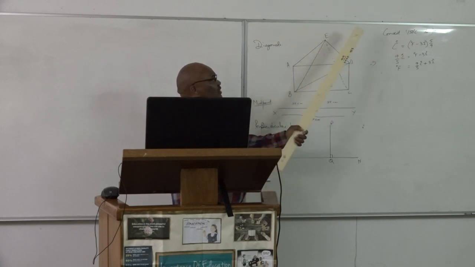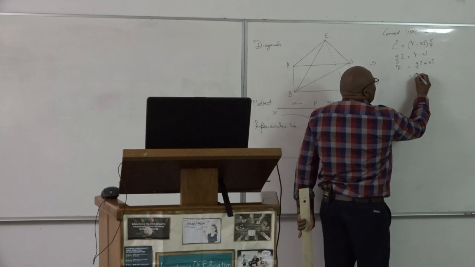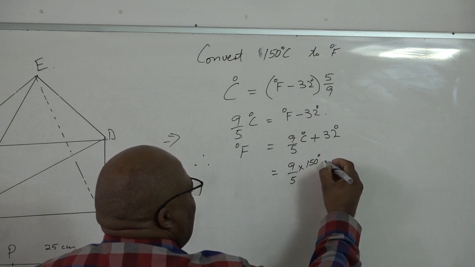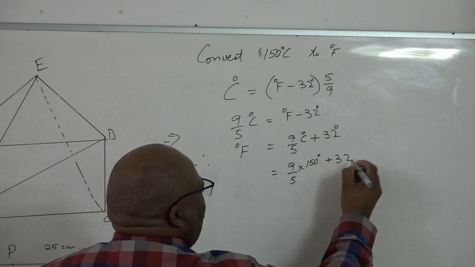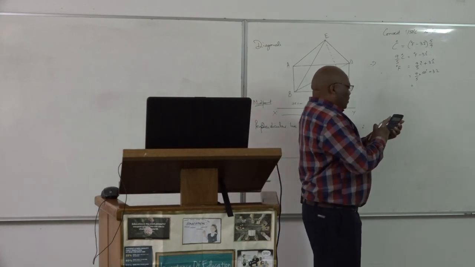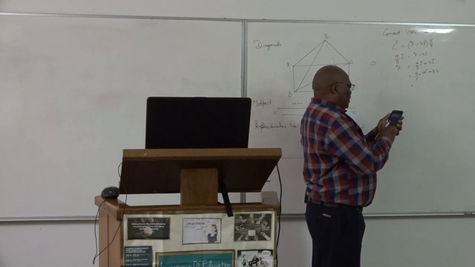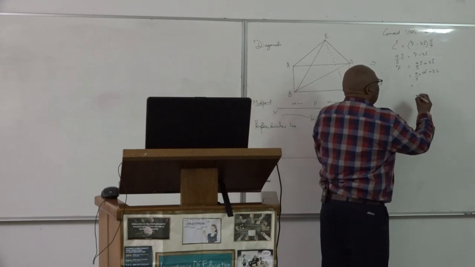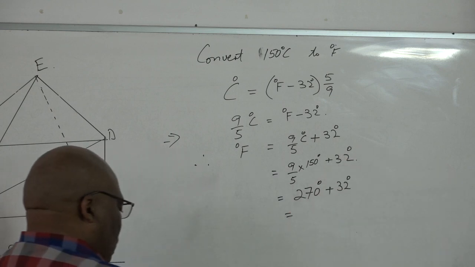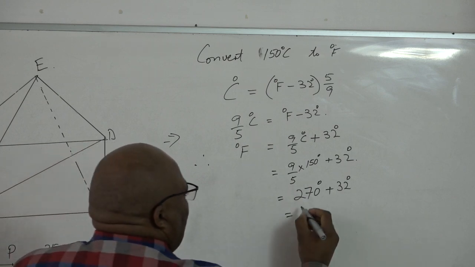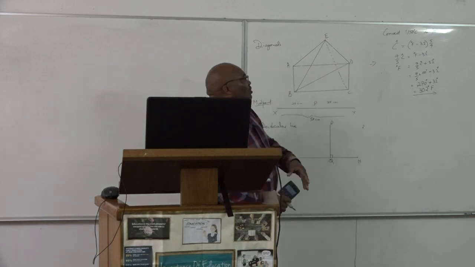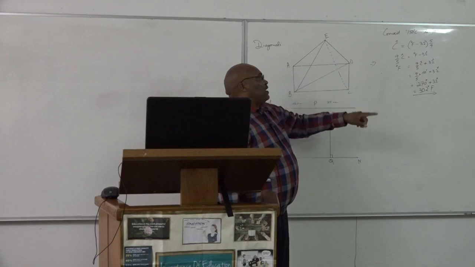Now you can substitute the degrees Celsius, which is equal to 9/5 times 150 degrees plus 32. You use your calculator to work that out. 9 divided by 5 times 150 is equal to 270 degrees, plus 32 degrees is equal to 302 degrees Fahrenheit. So now you are also able to convert degrees Celsius to degrees Fahrenheit using that same equation.